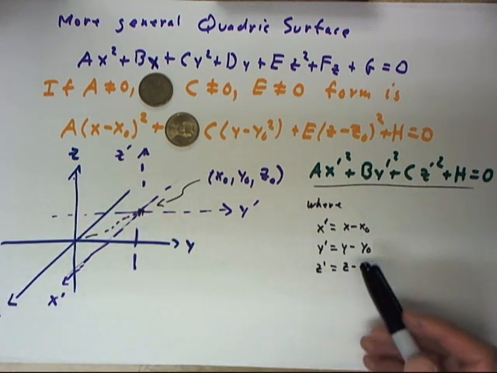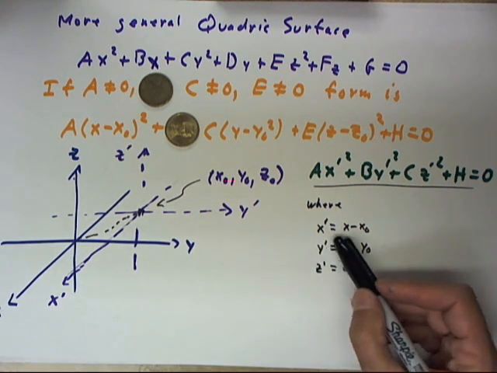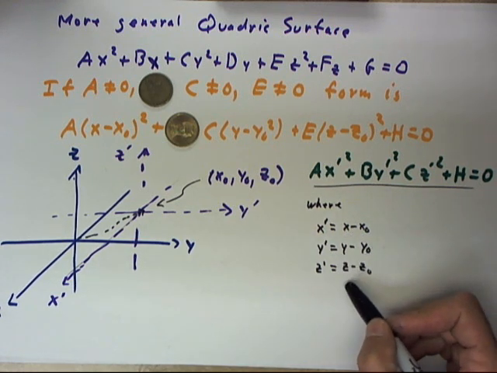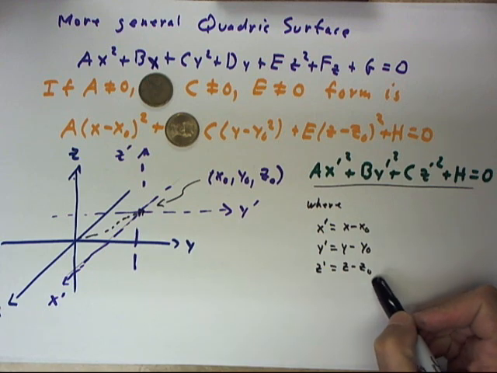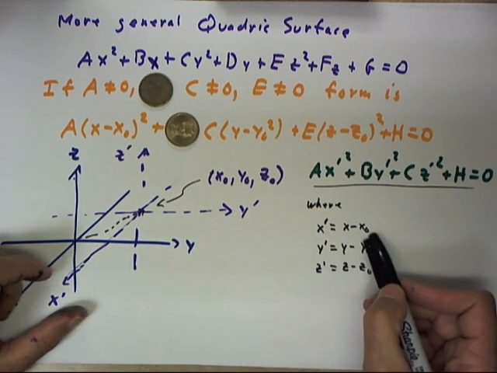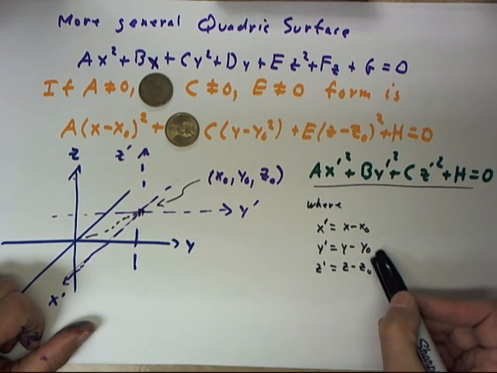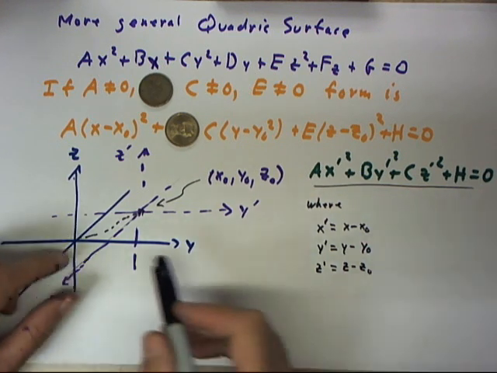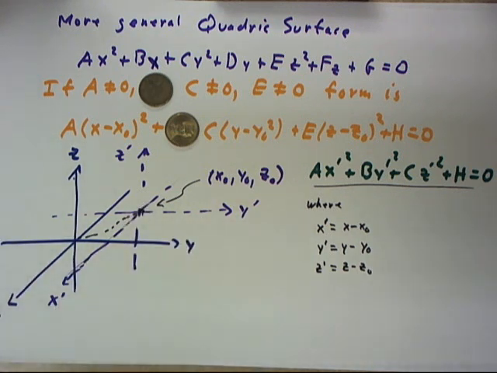You also know that by replacing x by x minus x naught, y by y minus y naught, z by z minus z naught, we do translate a graph x naught units in the x direction, y naught units in the y direction, z naught units in the z direction, and that's completely consistent with this picture.